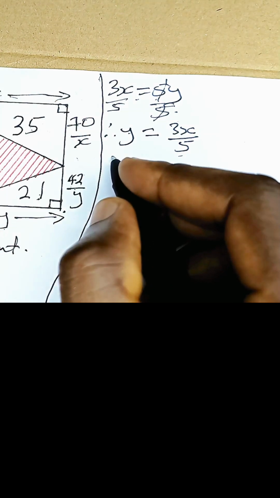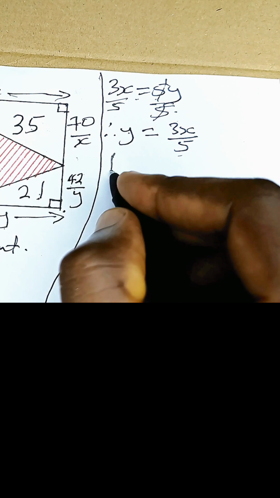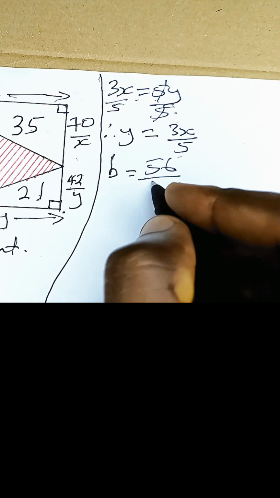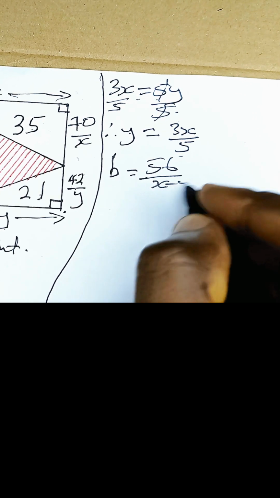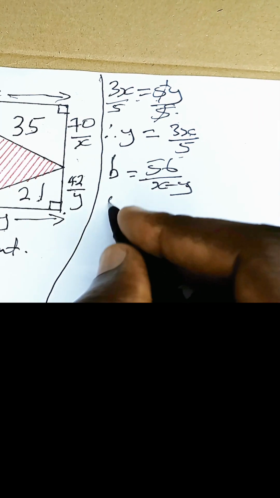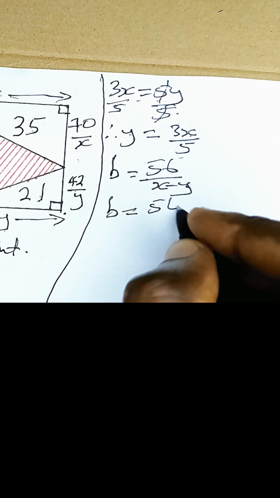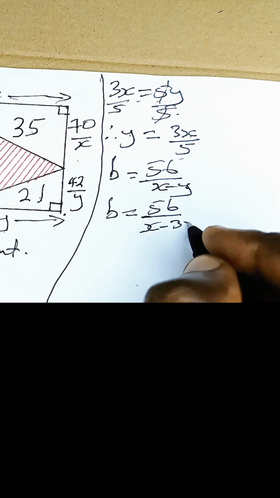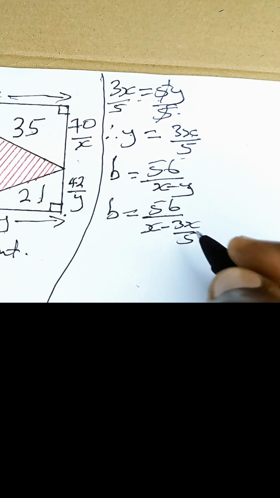Now we can call this one length, and this one we can call breadth. Our breadth can be represented as b. So since our breadth is 56 over x minus y, and y is this, therefore b is equal to 56 over x minus 3x over 5.